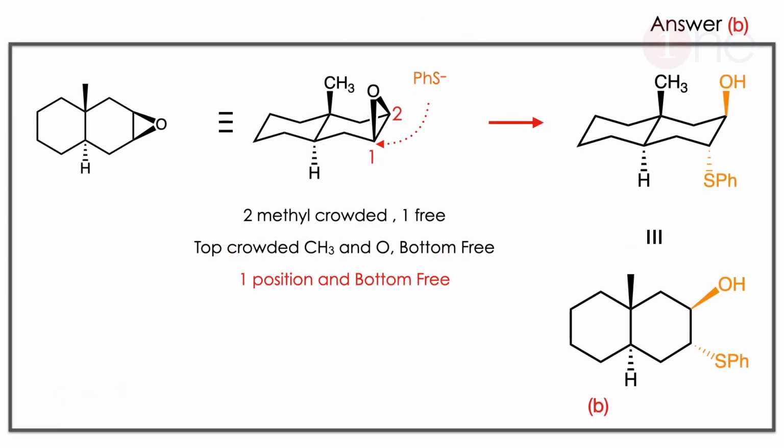Let us see the answer. Here the answer is B. Let us see why. This problem hides in plain sight. You have to draw the chair form of cyclohexane. Since it is a cyclohexane, we draw the chair form here. Since it is a trans arrangement, both will be trans in the chair form. Then we draw the epoxide above the plane and the methyl above the plane. Now you have a clear picture of where PhS minus can attack.